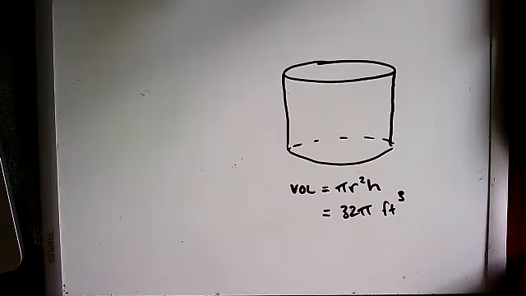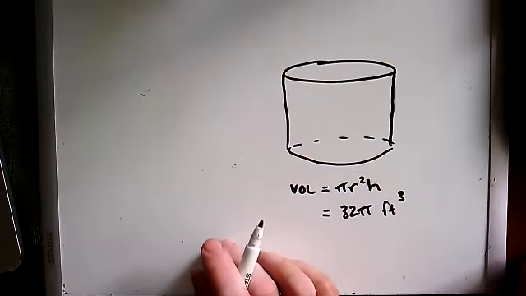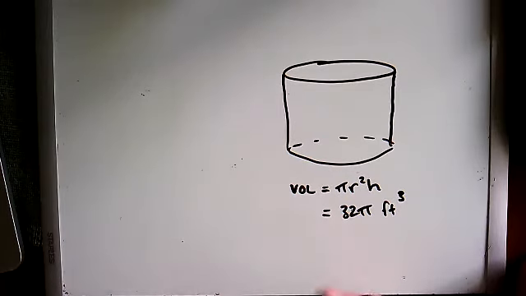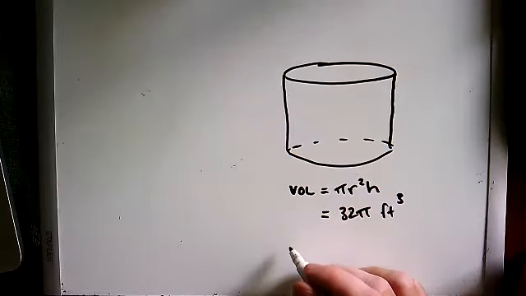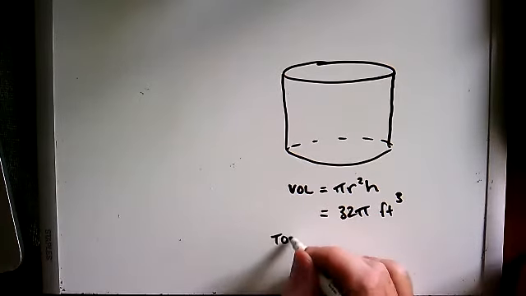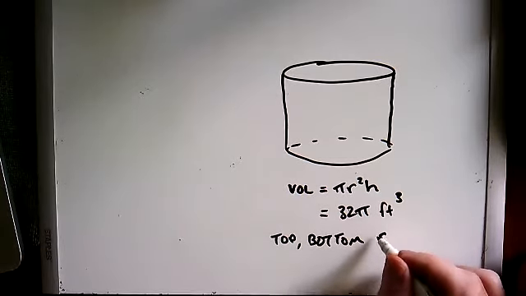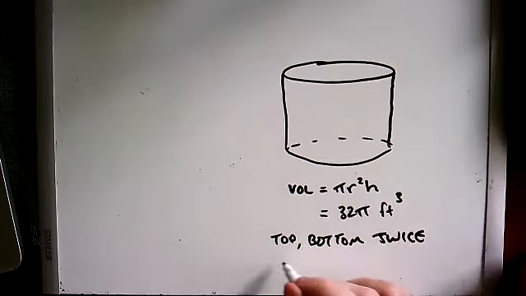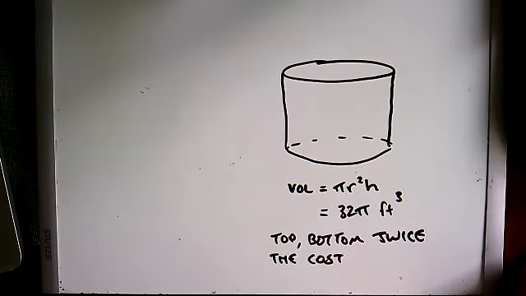We have a guy constructing a cylindrical barrel with a capacity of 32 pi cubic feet. The cost per square foot of the material for the side of the barrel is half the cost for the top and the bottom. Okay, so let's see, what do we have there? The sides are half the price, or to write that a different way, top and bottom are twice as expensive. We want to know what dimensions are going to minimize cost here.